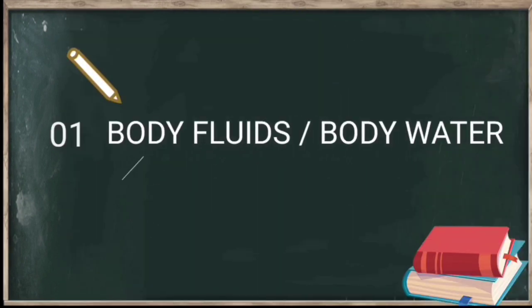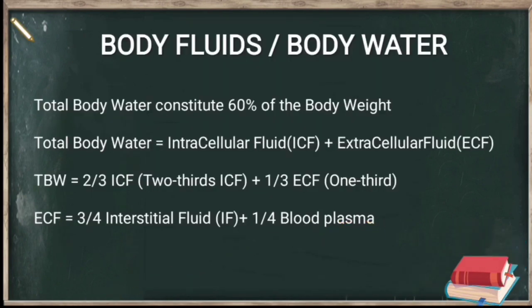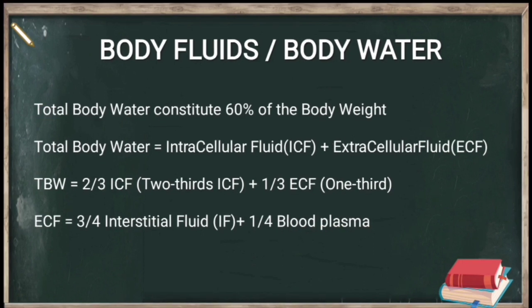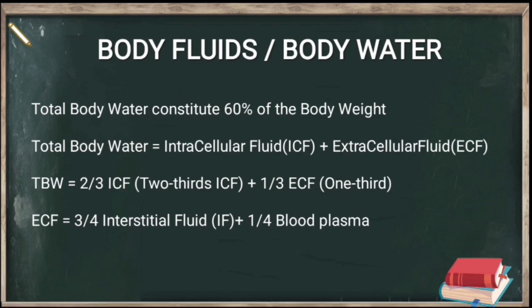Coming to the normal body water. Total body water constitutes 60% of the body weight. That means, for example, if you take a 70 kg human being, 42 kgs of that 70 kg is nothing but water. Total body water is nothing but a combination of intracellular fluid, that is the fluid present inside the cell, and extracellular fluid, that is total body water is equal to ICF plus ECF.